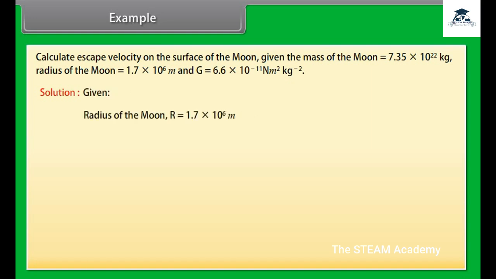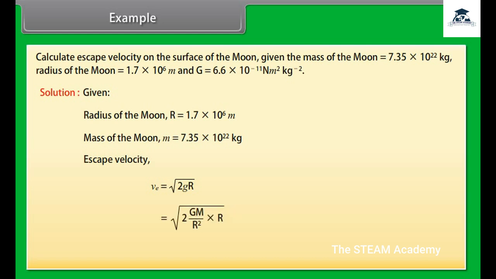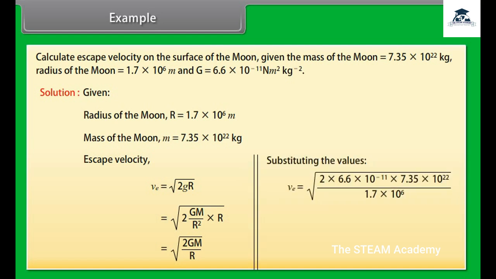Given: radius of the Moon R is equal to 1.7 into 10 to the power 6 meter. Mass of the Moon M is equal to 7.35 into 10 to the power 22 kilogram. Escape velocity is equal to under root 2gR. By putting the value of g, we get escape velocity is equal to under root 2GM upon R. By substituting the values, we get escape velocity is equal to 2.4 into 10 to the power 3 meter per second.